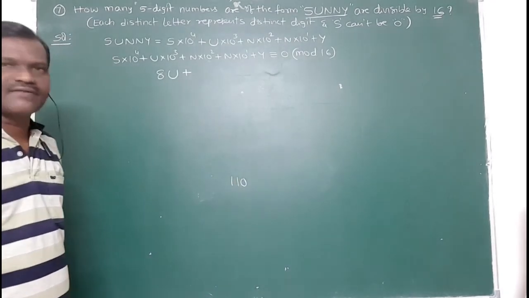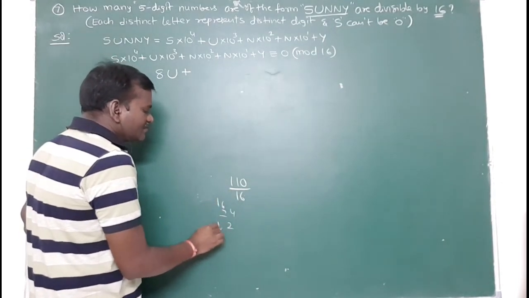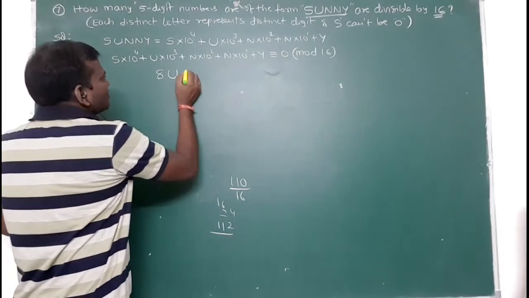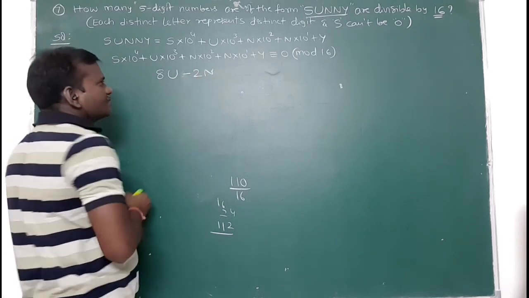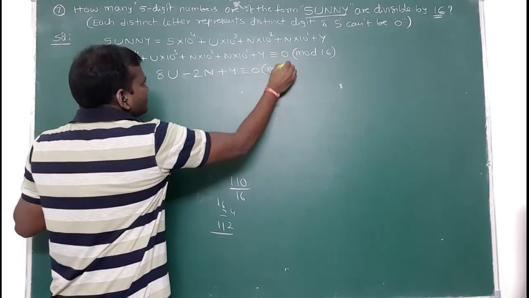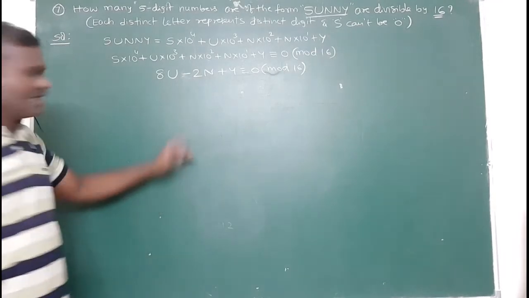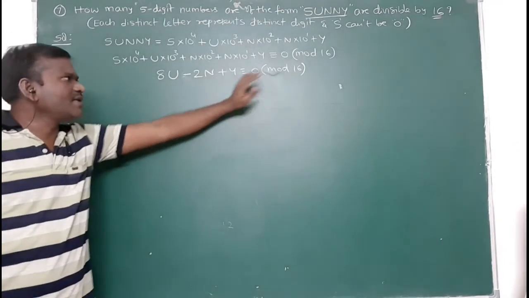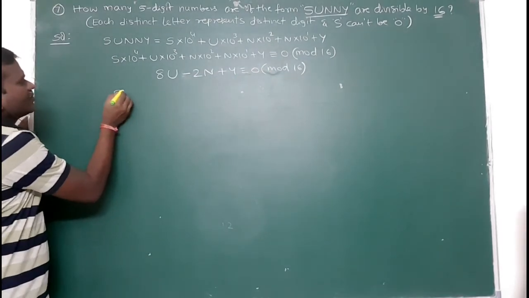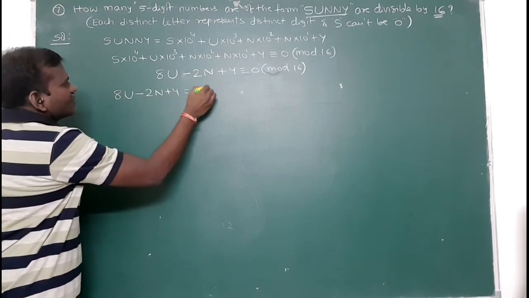110 when divided by 16, what is the remainder? 16 times 7 is 112, but here 110 is there, so the remainder is minus 2. So I will write minus 2N plus Y is congruent to 0 mod 16. Finally this is congruent to 0 mod 16, which can be written as a 16 multiple: 8U minus 2N plus Y is equal to 16 times some X.